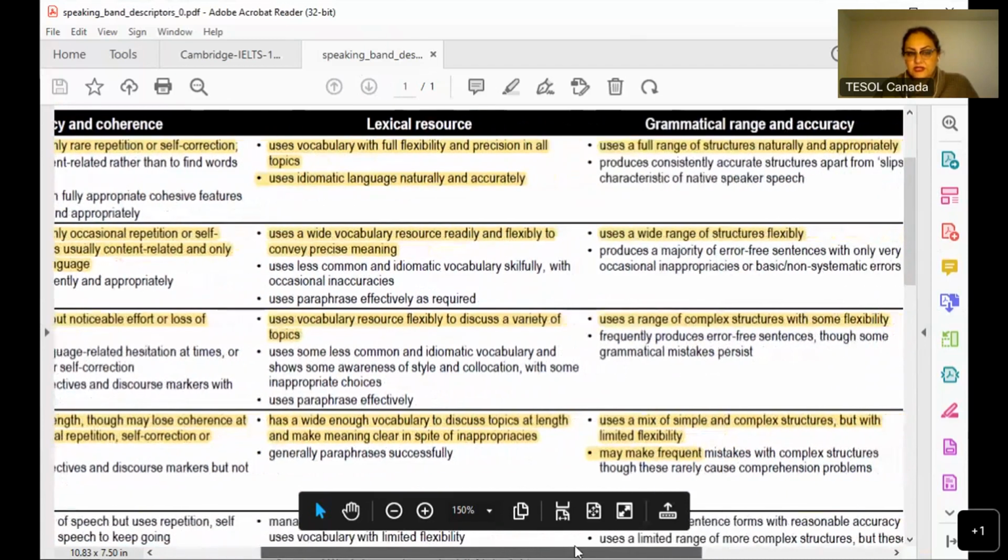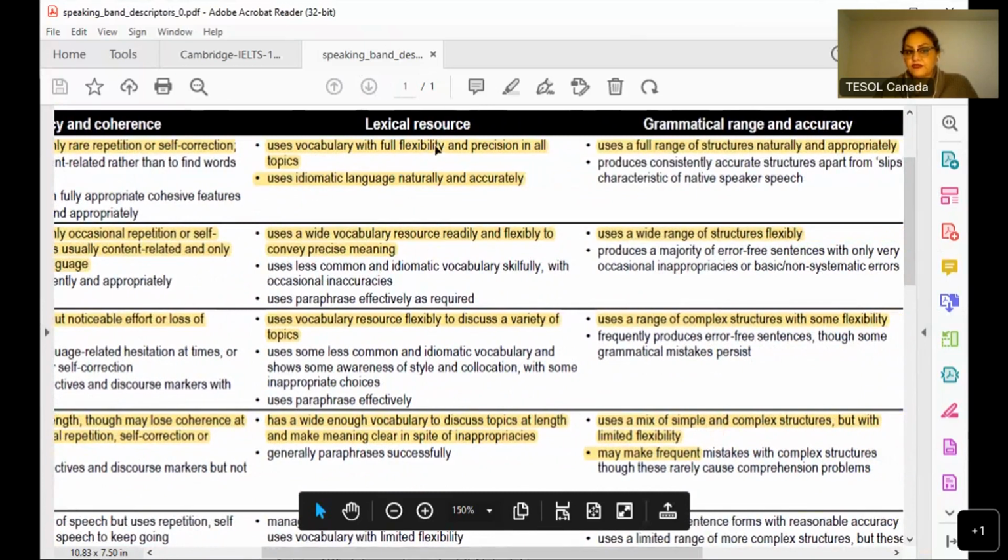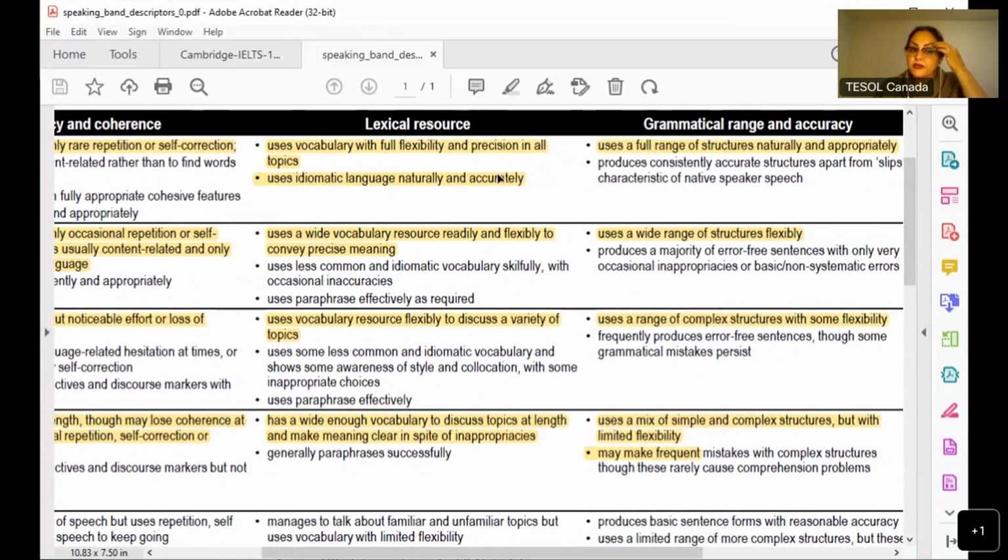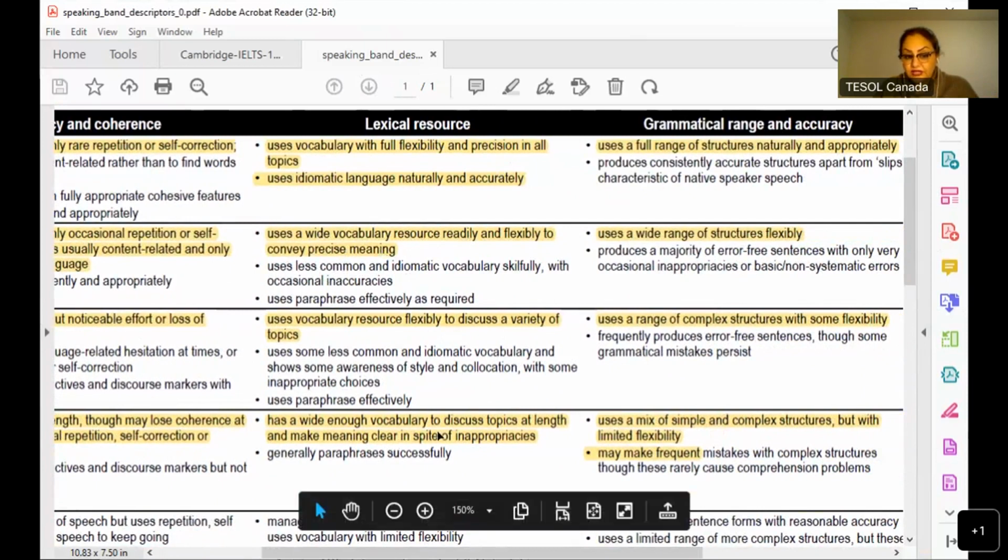And for lexical resource, use vocabulary with full flexibility and precision in all topics. That is 9. Uses a wide vocabulary resource readily and flexibly to convey precise meaning. 8. Use vocabulary resource flexibly to discuss a variety of topics. 7. Has a wide enough vocabulary to discuss and make meaning clear in spite of inappropriateness. That goes to 6.